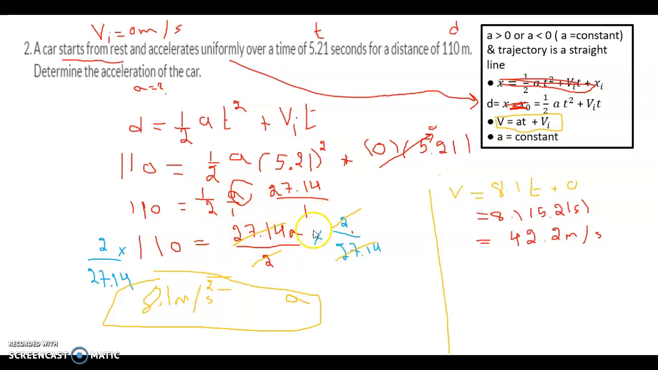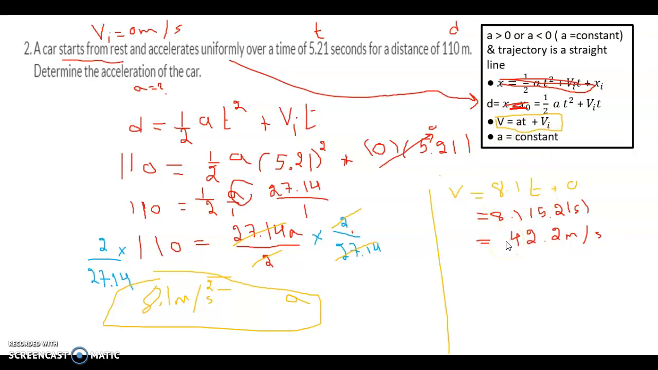So we're looking for A, we have to multiply by the reciprocal of the coefficient of A, so by 2 over 27.14 both sides. Then we obtain 2 times 110 over 27.14 equals 8.1 meter per second squared. V is equal to AT plus VI.